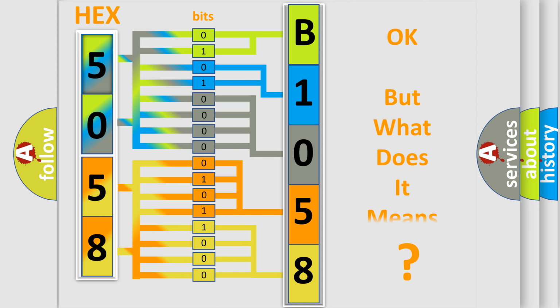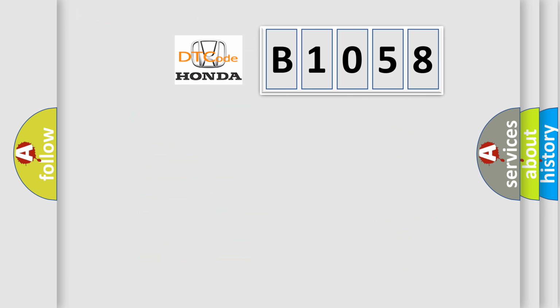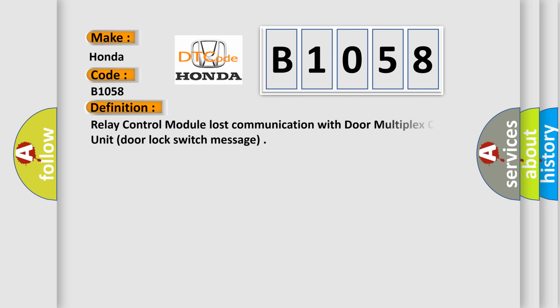The number itself does not make sense to us if we cannot assign information to what it actually expresses. So, what does the Diagnostic Trouble Code B1058 interpret specifically for Honda car manufacturers? The basic definition is: Relay Control Module lost communication with Door Multiplex Control Unit door lock switch message.